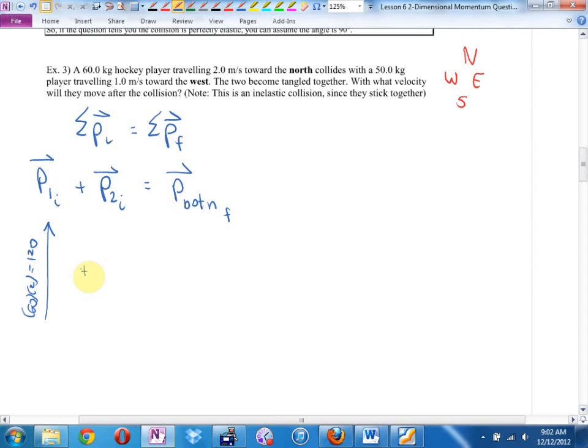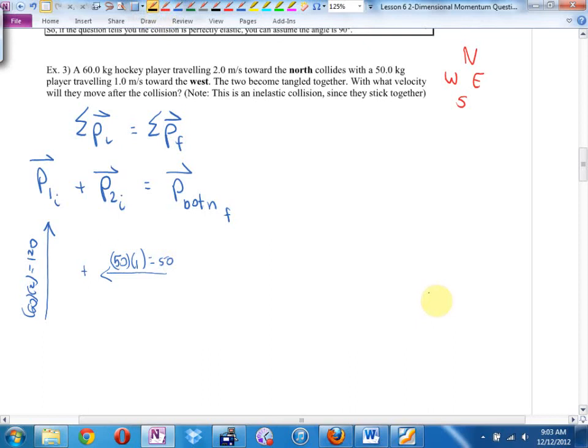The second player is traveling to the west. Right? What's his momentum? Mass times velocity, 50. Now my scale right now is garbage because that vertical one should be 120. That horizontal one should be 50. I'm going to try and draw these properly now in a triangle. It's going to look like this.